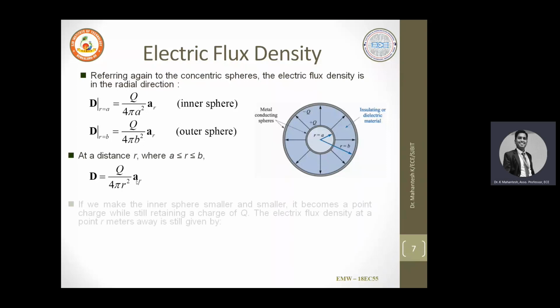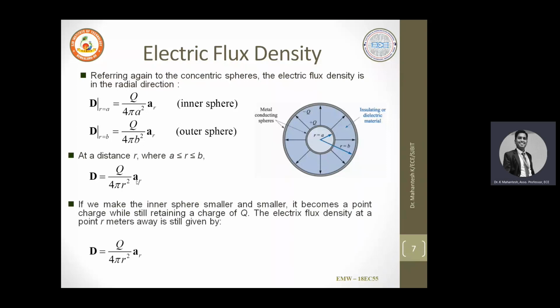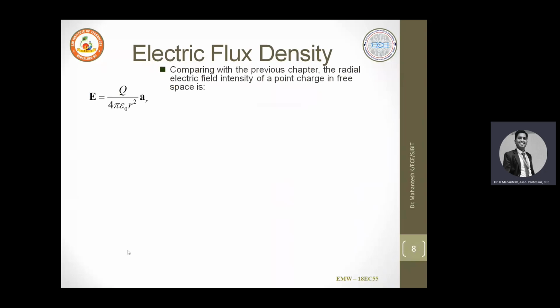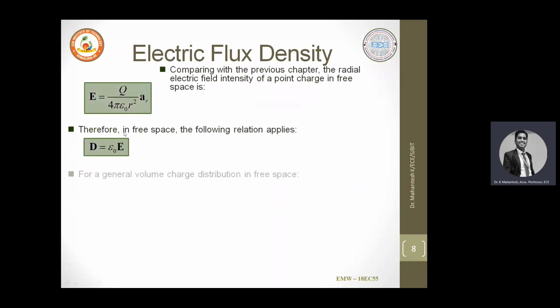If we make the inner surface smaller and smaller, it becomes a point, and we can refer to it as a point charge while still remaining a charge of Q. The electric flux density at a point r meters away is given by D is equal to Q by 4 pi r squared in the direction a r. Comparing with the previous video, the radial electric field intensity of a point charge in free space is E equal to Q by 4 pi epsilon naught r squared a r. Therefore, in free space, the following relation applies: D is equal to epsilon naught E.